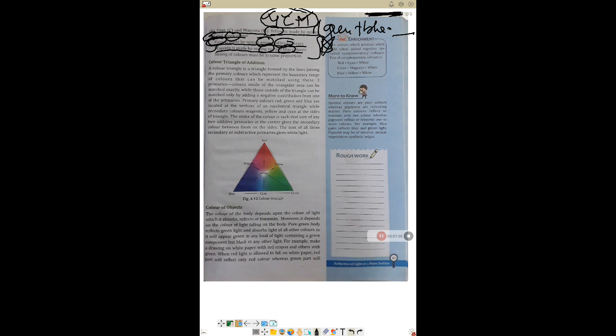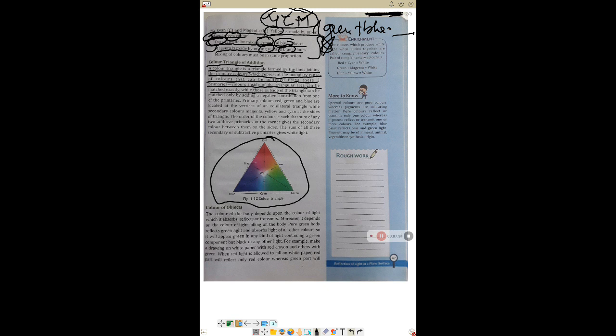Understand? Now comes your color triangle of addition. So this is your color triangle of addition. Okay, so we call it a color triangle because here we can get any other shade of colors. So a color triangle is a triangle formed by the lines joining the primary colors, which represents the boundary of a range of colors that can be matched using these three primary colors. Inside the triangular area, colors can be matched exactly, while those outside of the triangle can be matched only by adding a negative contribution from one of the primaries. So primary colors red, green, blue are located at the vertices of the equilateral triangle.